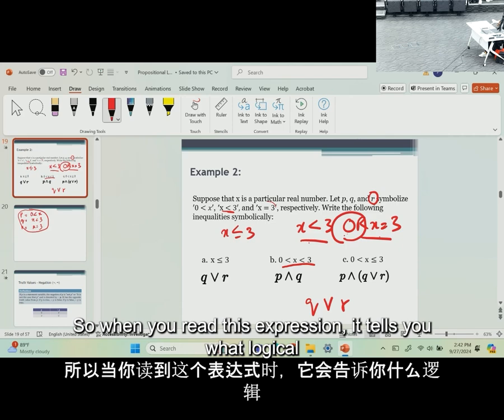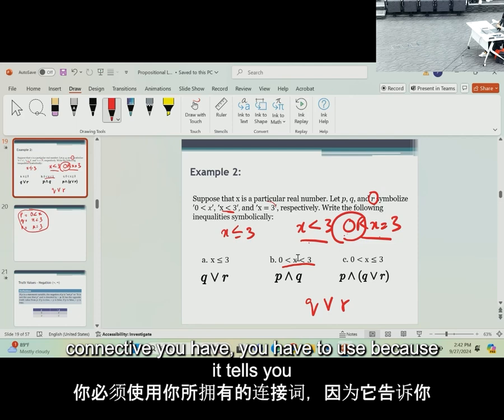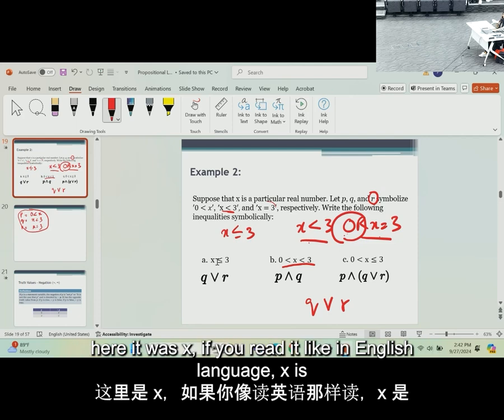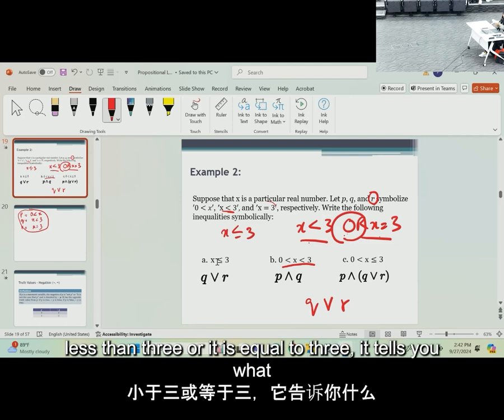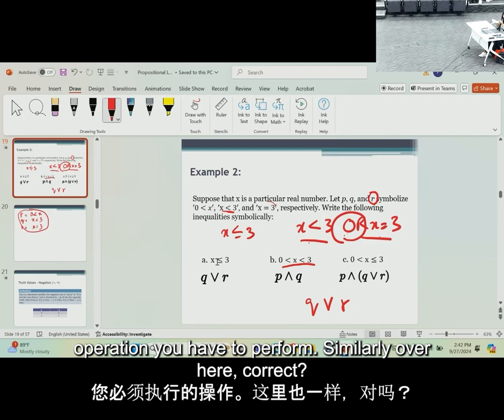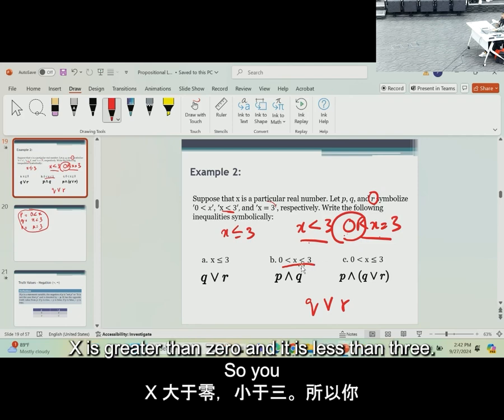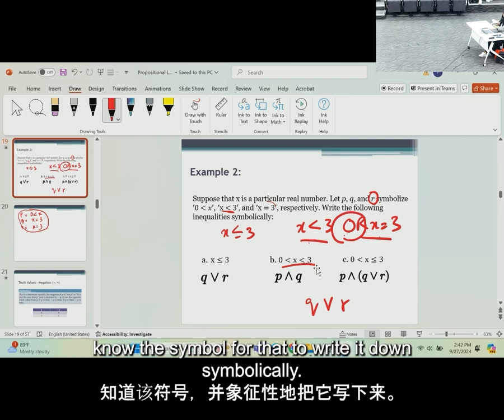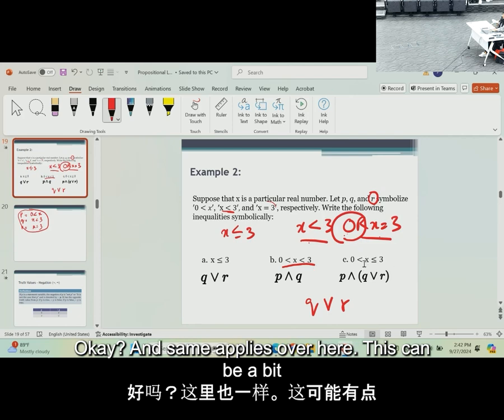So when you read this expression, it tells you what logical connective you have to use, because it tells you what operation you have to perform, right? So for example, here it was x. If you read it in English, x is less than 3 or it is equal to 3, it tells you what operation you have to perform. Similarly over here, x is greater than 0 and it is less than 3, so you know you have to perform the AND operation. You just have to know the symbol to write it down symbolically. And the same applies over here.